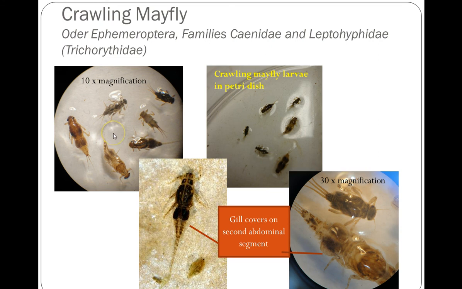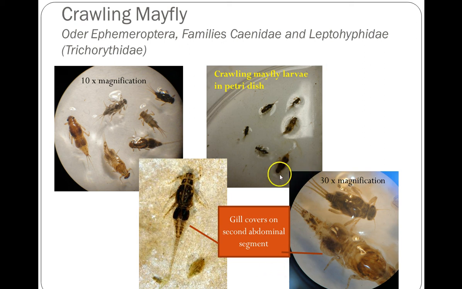Look a little bit closer and you notice what makes these guys stand out are these operculate gills. You can see them right here. These gill coverings help protect their more delicate gills behind them from silt in the water causing abrasion and damage to them. So these gill covers, also called operculate gills, are what helps us identify crawling mayflies.